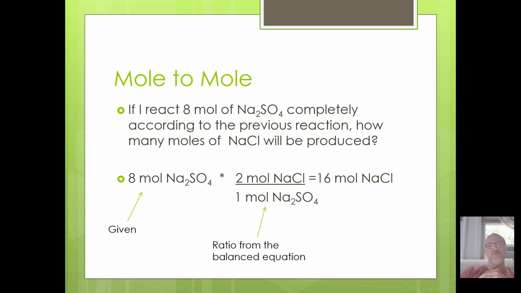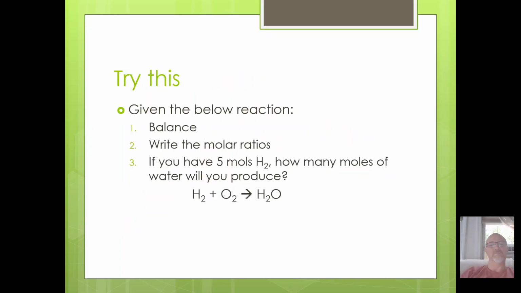Notice the labels tell me which way to put the fraction. If I'm starting with Na2SO4, I want that to cancel out. So I want that to be on the bottom. I'm trying to find sodium chloride. That's the label that needs to be on the top of the fraction. And if I put the number that goes with the label, I'll always put the number in the right place. I'll always do the right math, and I'll always get the right answer. The labels will lead you. Labels never lie.